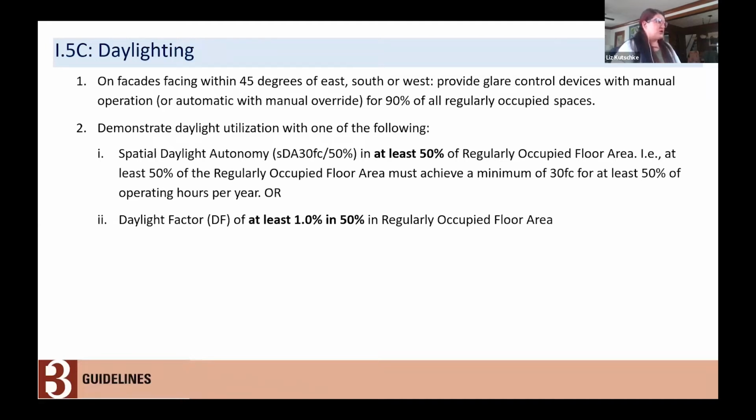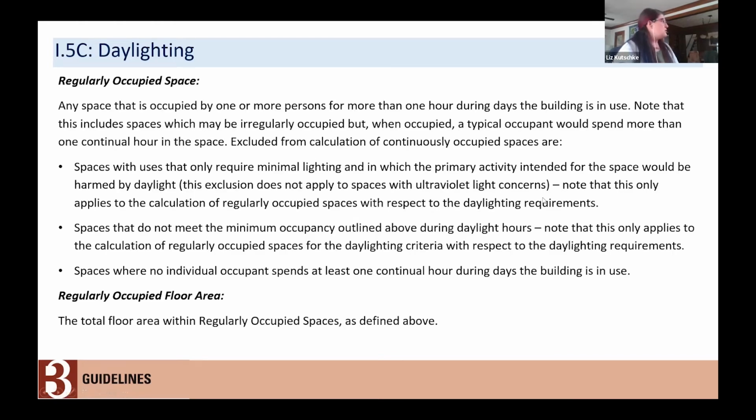Both of these metrics and the electric lighting requirement are based on a specific definition of a regularly occupied space for B3. So that is specifically a space that is occupied by one or more persons for more than an hour during a day the building is in use. So that includes spaces that may be irregularly occupied, but when they're occupied, a person would spend more than a continual hour in the space.